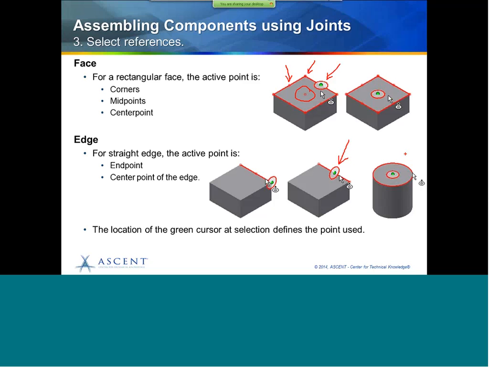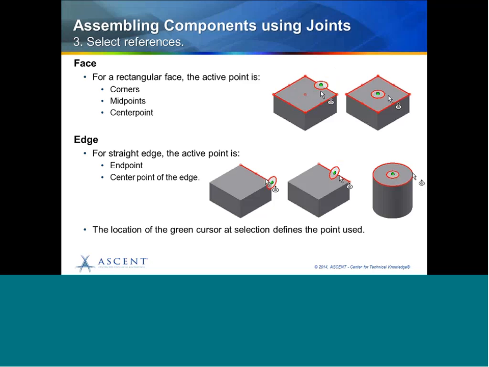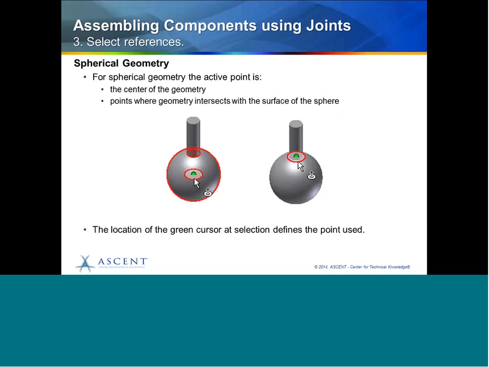And then for a cylindrical surface, or circle, for that edge, because there's no actual points on the exterior circle, you only have the ability to connect with that center point. So key there, again, just watching for the green dot, and that's going to be your connection point.